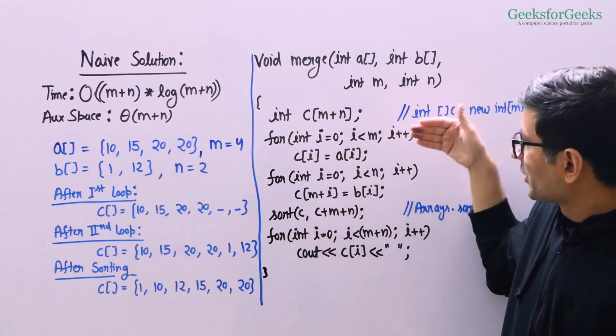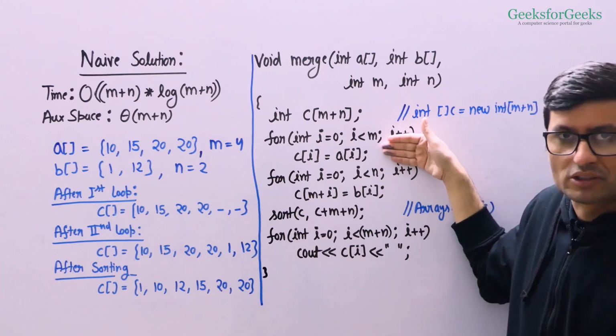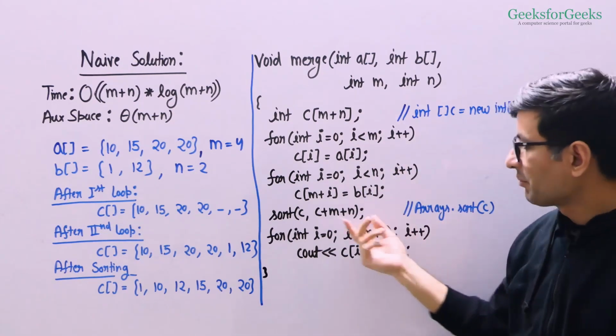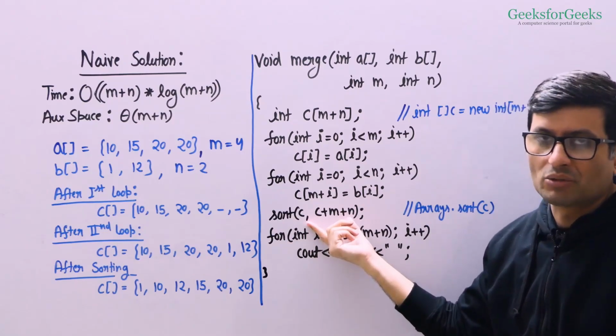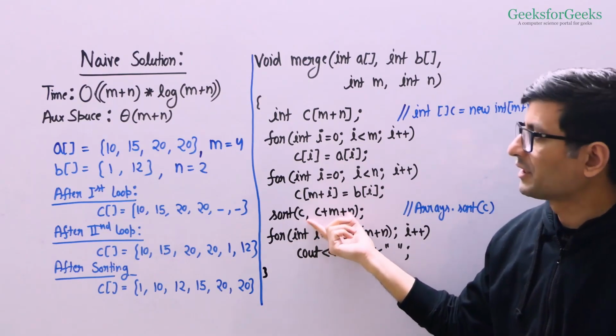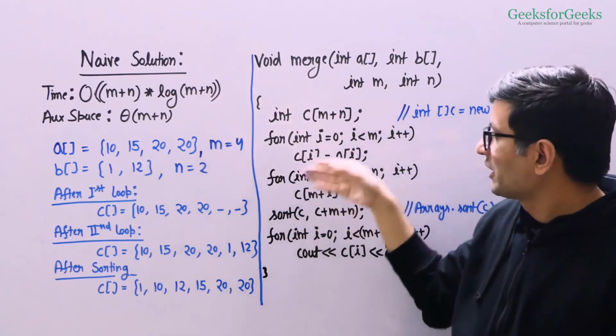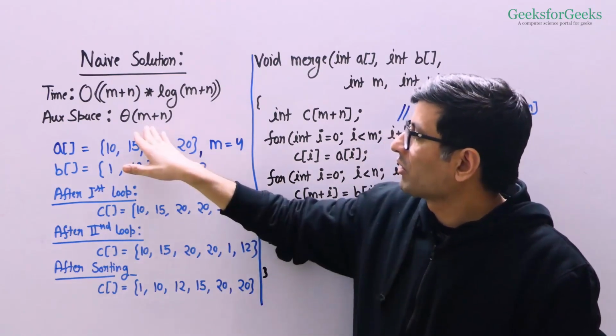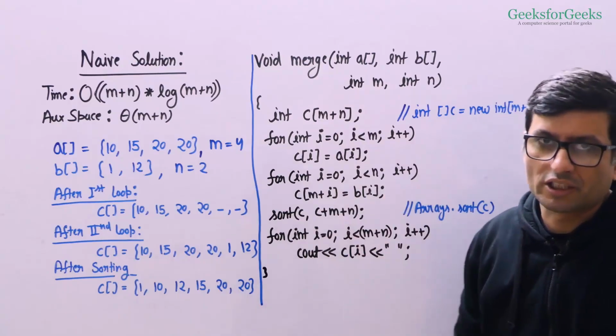This is big O of M, or you can say theta of M, because it's always going to run M times. This is theta N, this is theta M plus N, but this is big O of M plus N into log of M plus N. So this is the time complexity. We can ignore the lower order terms. That's what we do in asymptotic analysis. And auxiliary space is theta M plus N for this array.